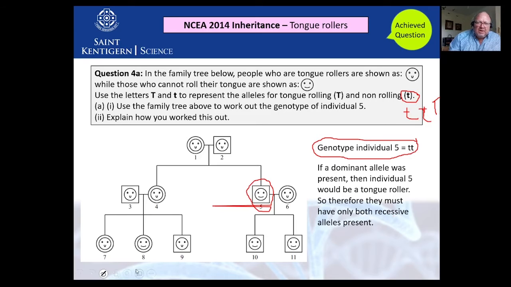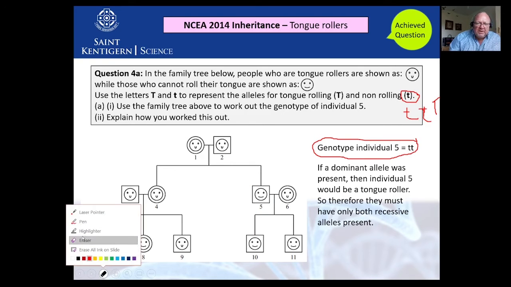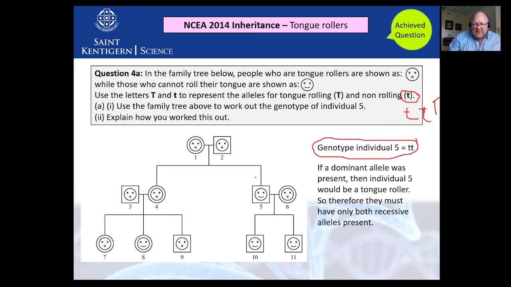Okay. Why is individual 6 heterozygous? Now, if you look at this individual here, we know that he displays the recessive phenotype. So he has to be homozygous recessive. Yep. So this dad can only give a little t. Do you agree? And this dad can still only give a little t. Whereas this mom, she has to have at least one big T because she's a tongue roller. However, both her children are not tongue rollers. And to be a non-tongue roller, you have to have little t's.